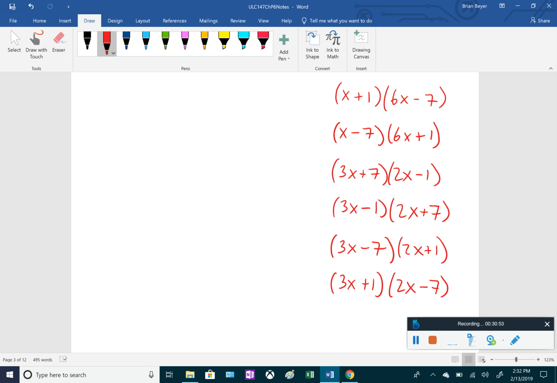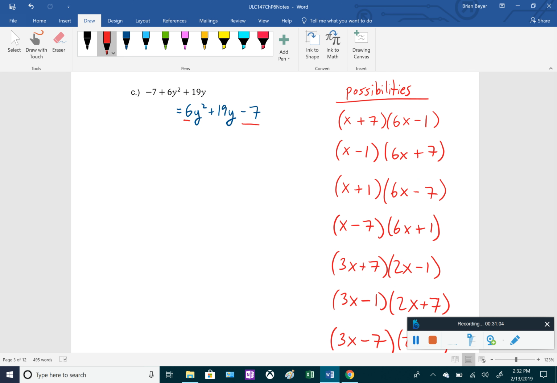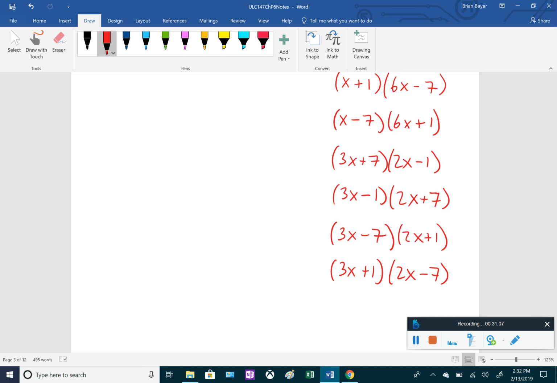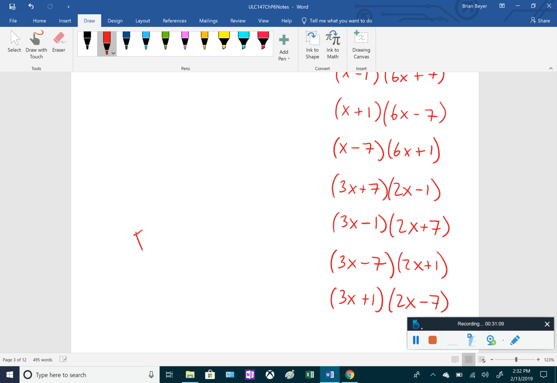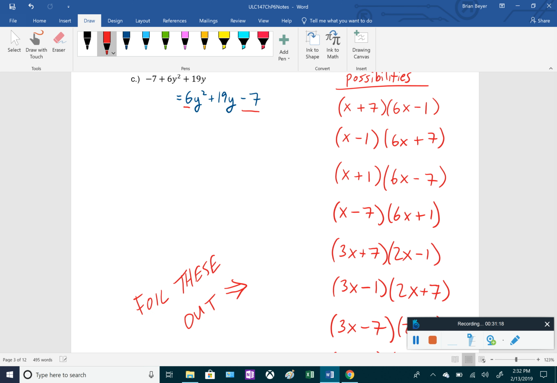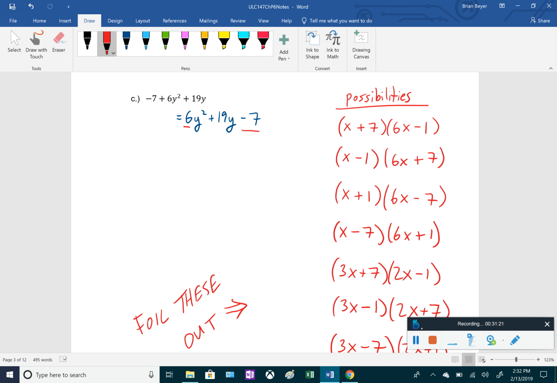So you can probably see that this way is not fun. You have to come up with every possible combination, and it does get confusing trying to come up with every combination. But that's it though. Once you come up with these combinations, you would FOIL all of these out, and whichever one ended up being 6y squared plus 19y minus 7, that would be your answer.